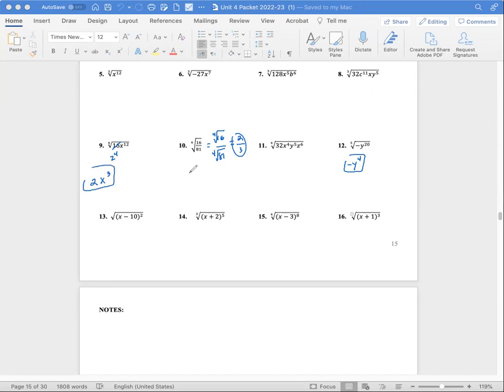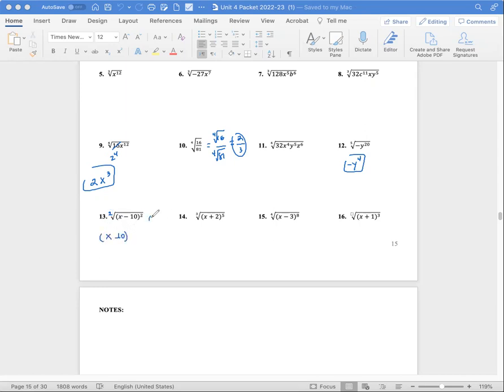Let me try one of the last ones here. I don't know what this is. This is like a missing typo here for 16, but let's say, 13. You have a square root. The square root and square undo each other. Okay? They undo. And that leaves you really with x minus 10.